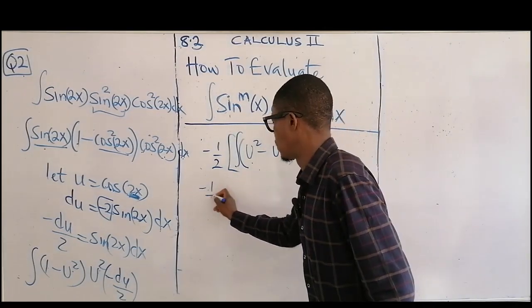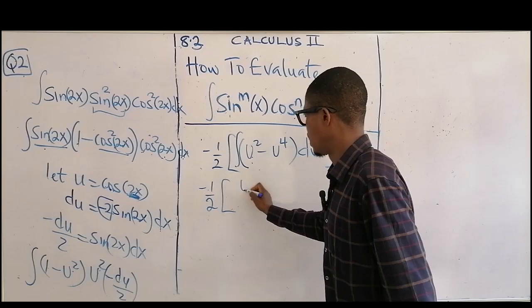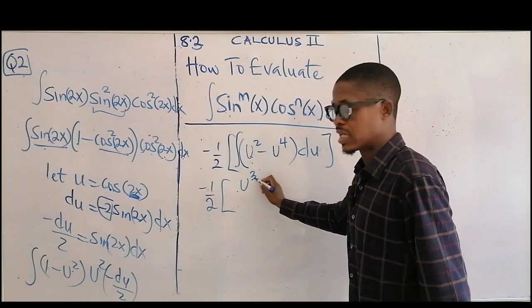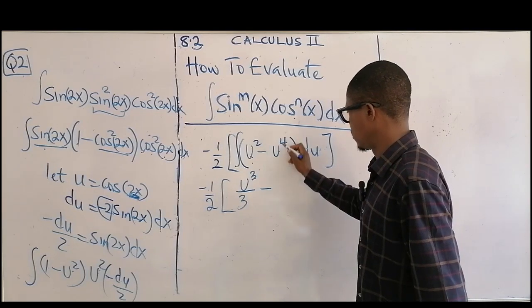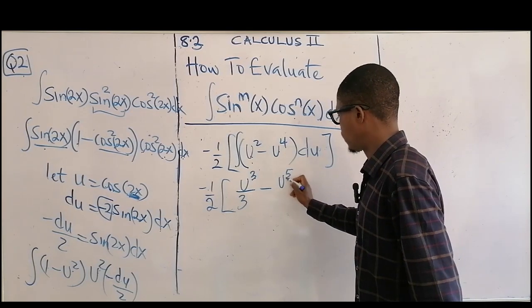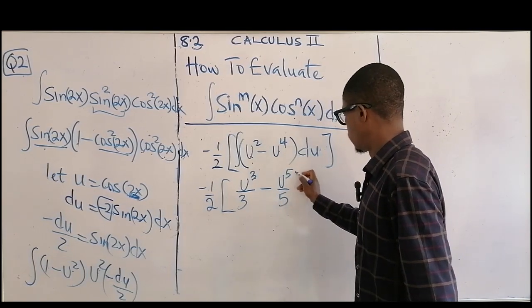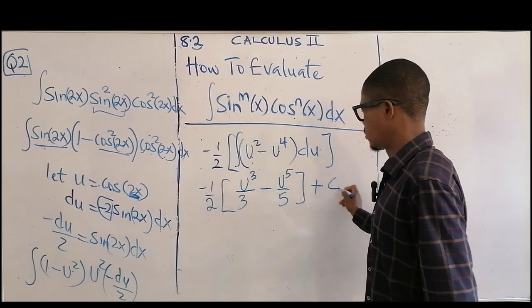Then we now have 1 over 2. Integral of u² is the power plus 1, that's 3, and then over this. Then minus. Integral of this is 4 plus 1, that's u to power 5 over 5. Plus c.